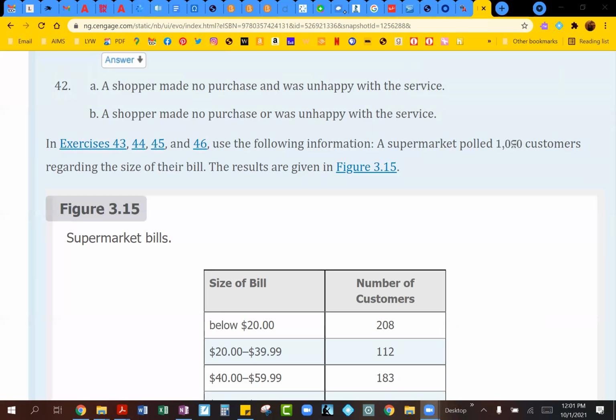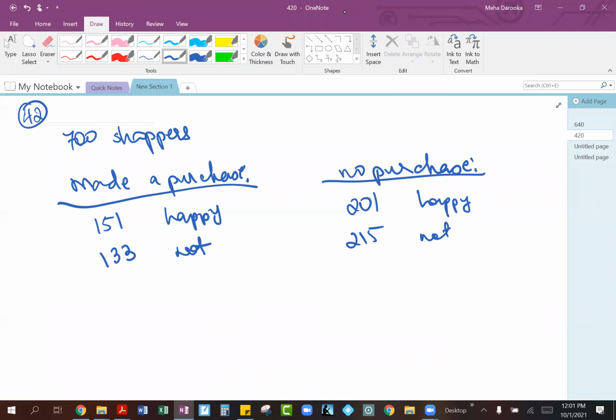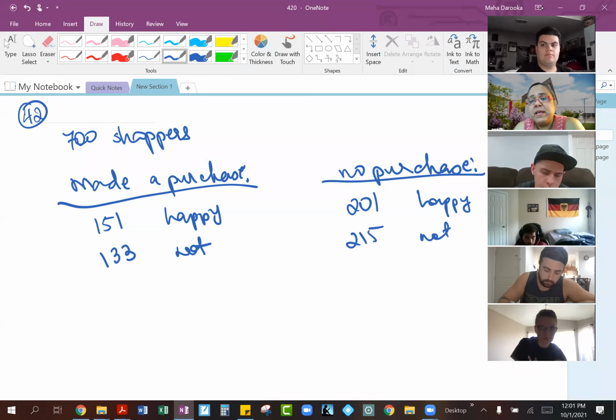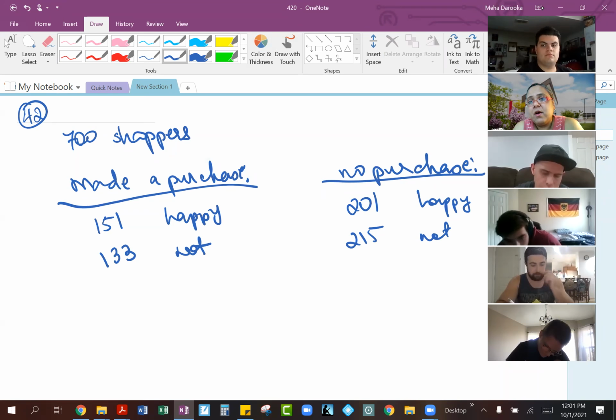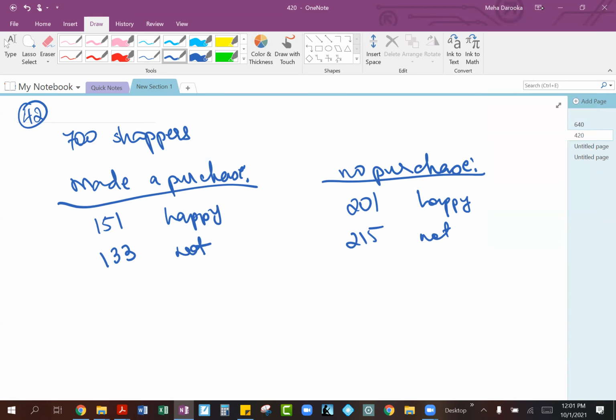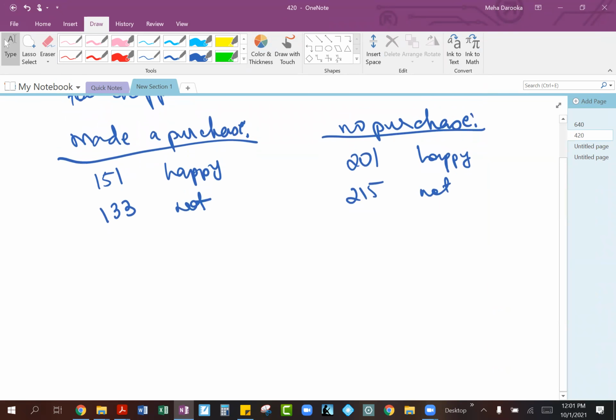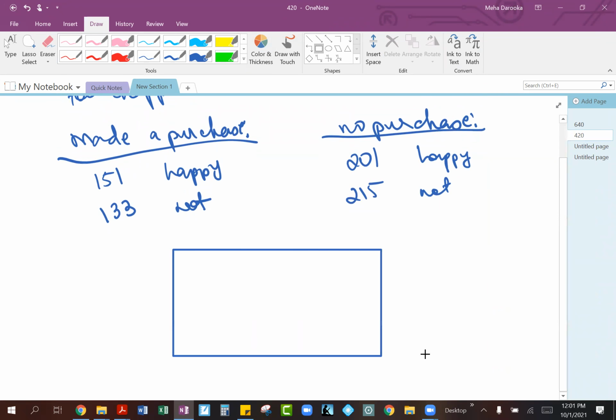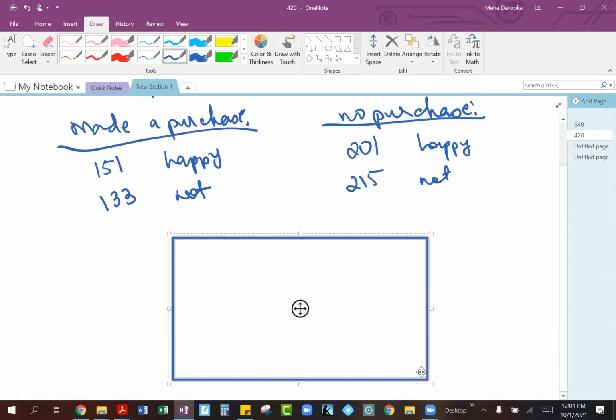So just let me ask you, where do you think we should start with a problem like this one? This is probably going to be a good example of thinking about a Venn diagram for this. So let's do that. We'll create our little universal box over here. And then we've got our two circles.